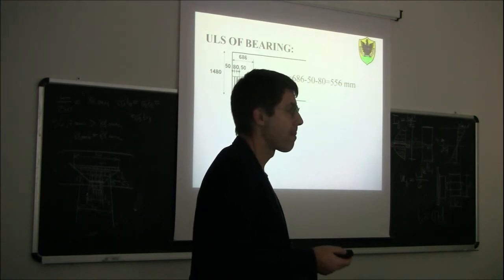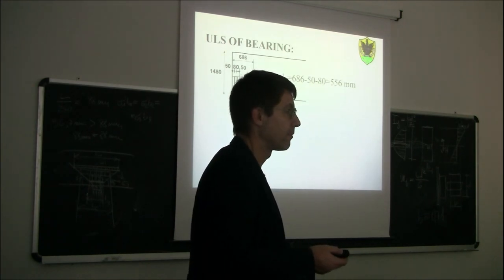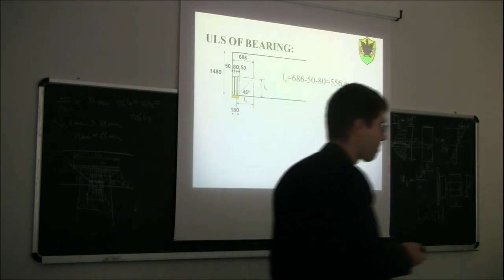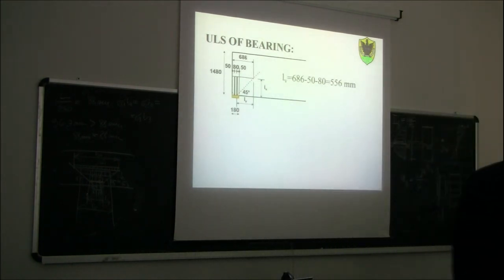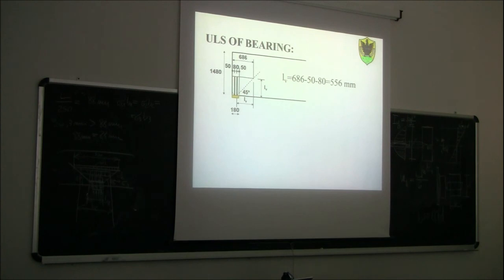So what kind of failure could happen? Suppose you put a too small screw, a screw which is long, 556 millimeters, but there is only one and of very small diameter. Yes. The screw could buckle inside the wood.